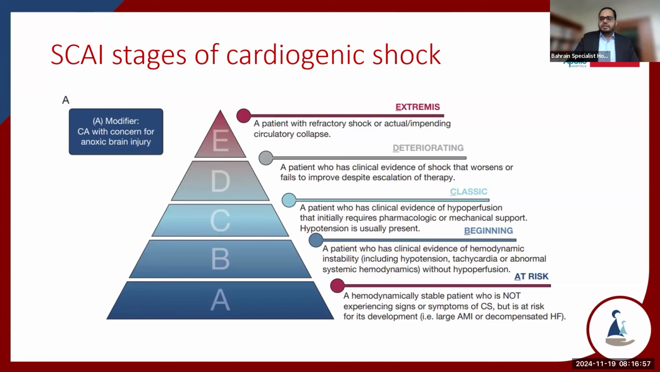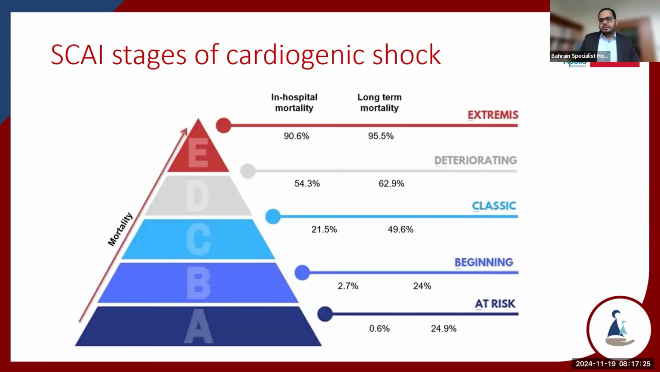wherein the patient has evidence of shock that worsens or fails to improve, though you're giving all sorts of therapy, pharmacological as well as mechanical. And stage E is the extremis, where the patient is with refractory shock or actual impending circulatory collapse, like a patient throwing a VT storm, or a patient in pulseless tachycardia. So these are the patients who are in extreme stage. And depending on the stage that they are in, it translates into mortality.